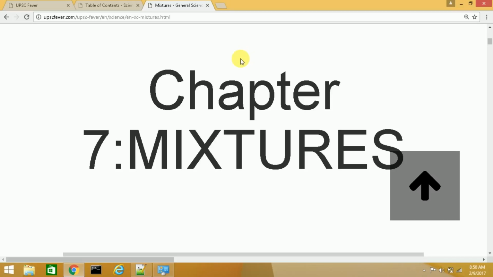There are solid solutions like alloys, like brass, which is an alloy of zinc and copper. Even such solid solutions are homogeneous, whereas gaseous solutions like air, which is a mixture of nitrogen, oxygen, argon, carbon dioxide and other gases, is also a homogeneous mixture.